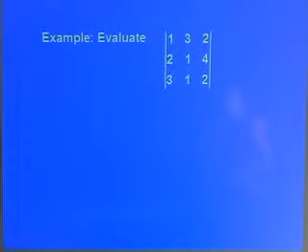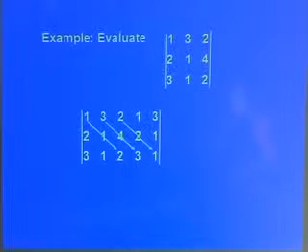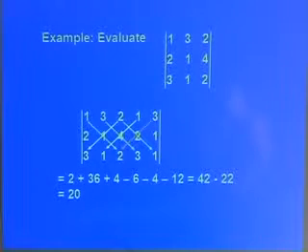If we illustrate this with this example, I have copied down 1, 2, 3 here, and this column is copied down here. Then I obtain this product and this product minus this product and this product, and finally what I get is 2, 36, 4, 6, 4 and 12. This comes out to be 20.